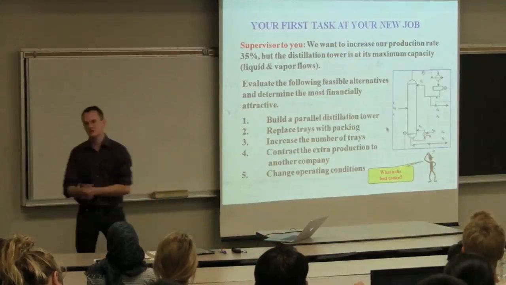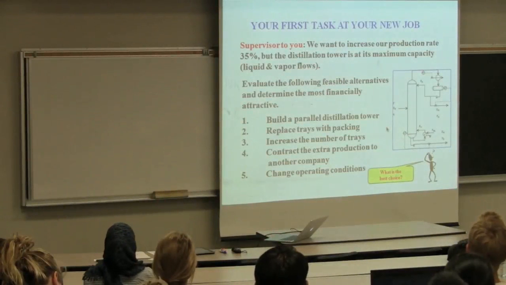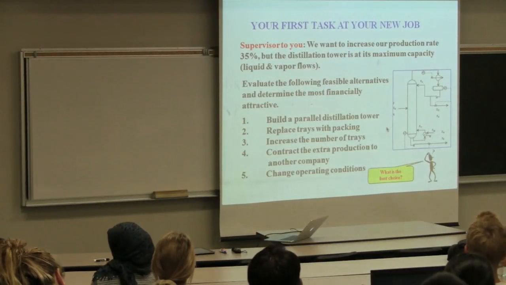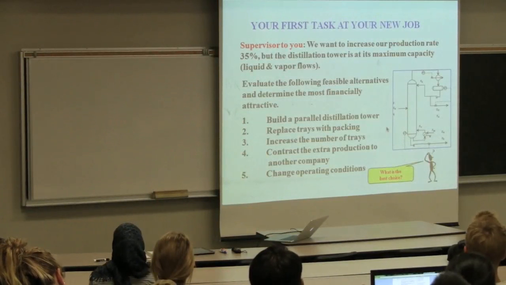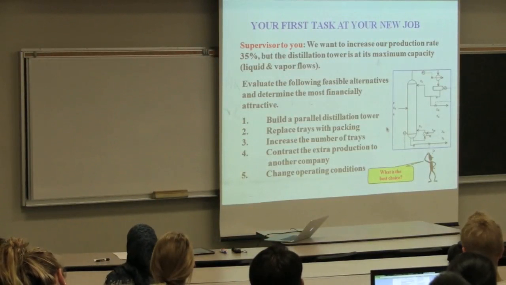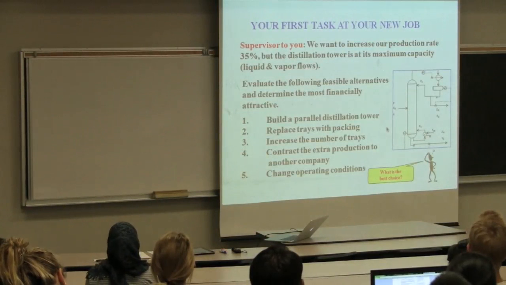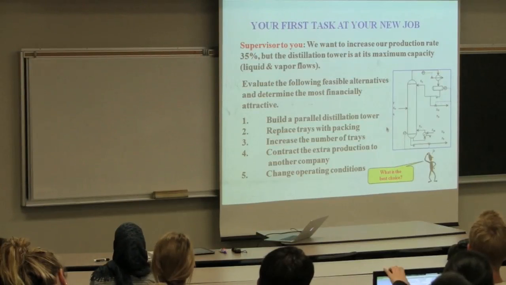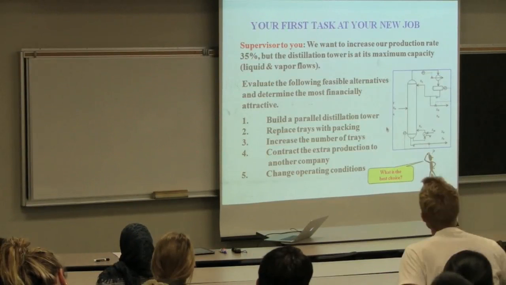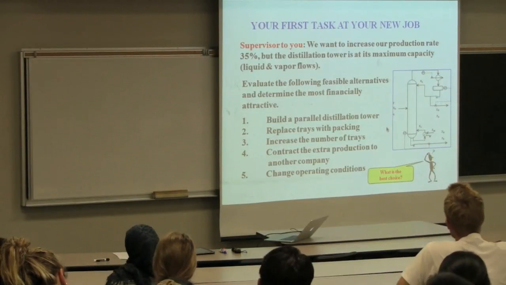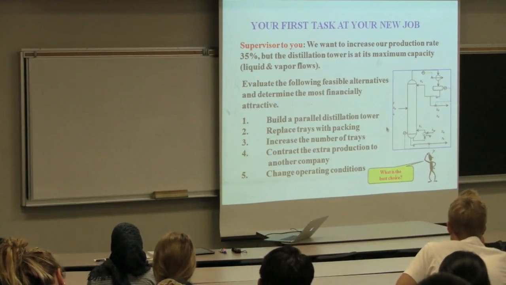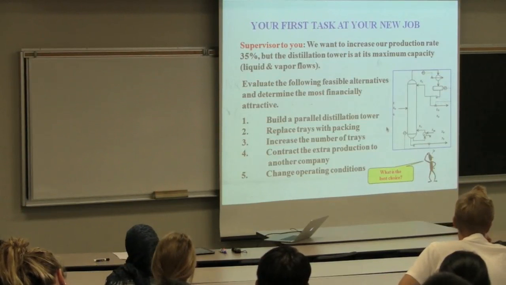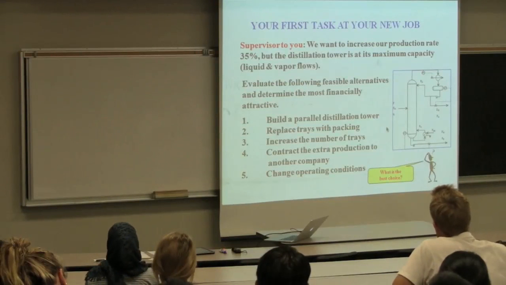So here's a classic example. If your supervisor comes on the first week when you're starting to work there or whenever, there's this particular distillation column and it's at its maximum capacity. There's a drive to increase production rate by 35% because there's an increase in the market demand for this product. So an increased demand, we're going to try and meet that supply, and increase hopefully our company's productivity and profitability. Multiple options exist. Which one would be the one to go for?